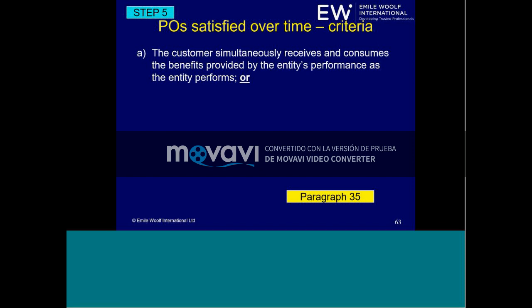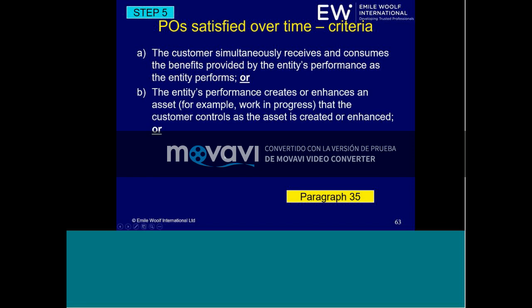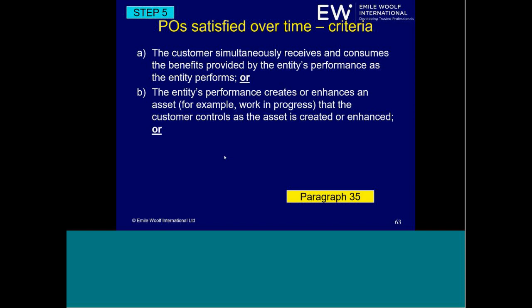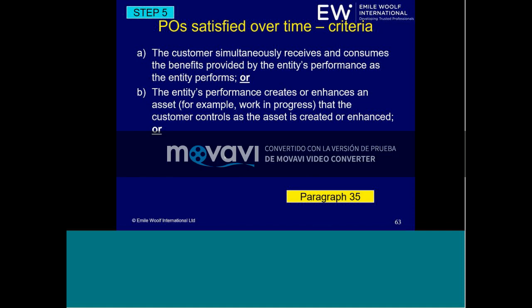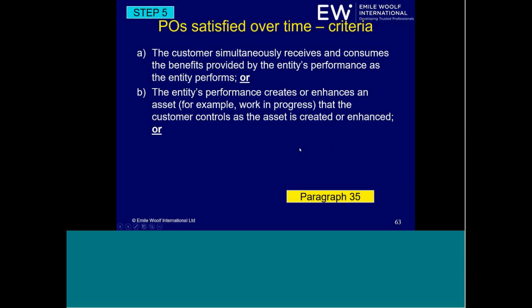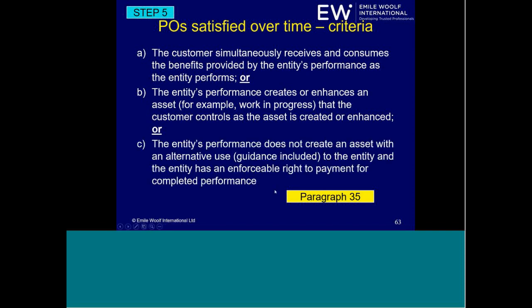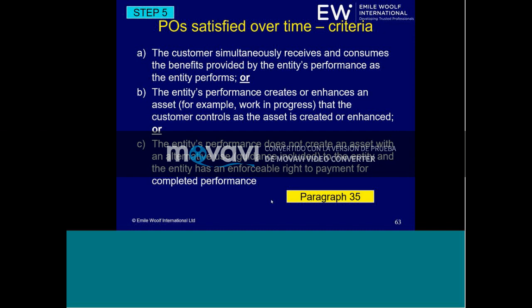So building a wall at the customer's property. And the wall belongs to the customer, and you come back each day and put another layer of bricks on. Your work creates or enhances an asset already controlled by the customer. Or you're creating something that is of no value, no use to anybody else, so you can't take it yourself, you can't direct it to a different customer. It has no other purpose, but you have protected yourself with an enforceable right to payment for the work completed.